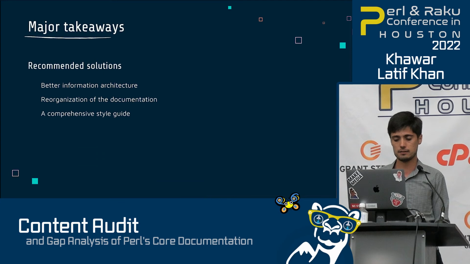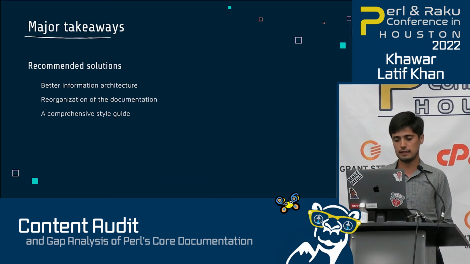And then the last and almost a very important part was to focus on the style guide. So it was interesting to see that Perl had a style guide, but most of the documents were not following that style guide. And also the style guide itself needed to be a little more elaborate and comprehensive. So use that as a starting point, make the style guide more comprehensive, and make sure that all the documents fit the style guide themselves.